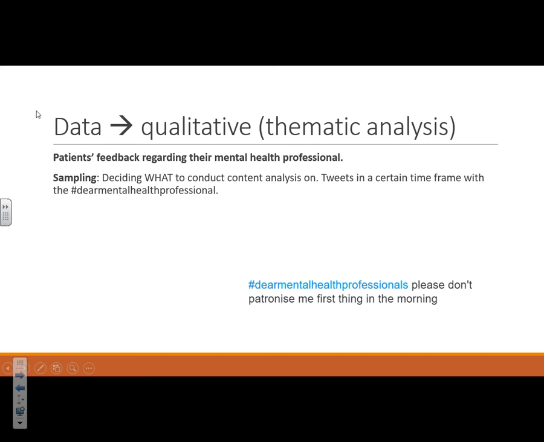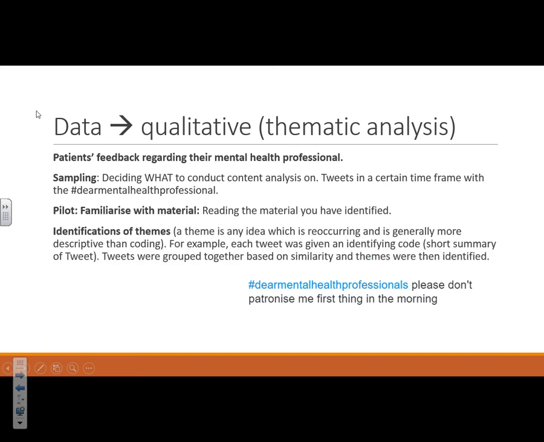So decide what to conduct content analysis on, and it's tweets in a certain time frame from the hashtag Dear Mental Health Professionals, and we think maybe a hashtag like hashtag Trump or whatever it was when he was running for president, and we analysed and looked for themes. So you select your sample, you familiarise yourself with it, so you read all the samples and identify themes, and then you allocate each tweet to a theme, or themes to tweets, and then draw conclusions.